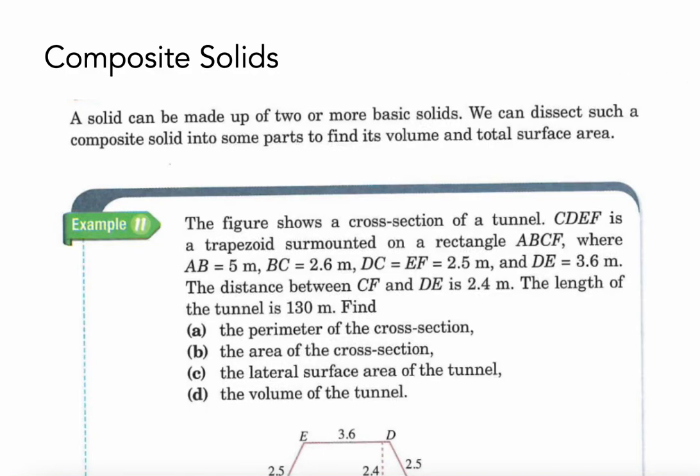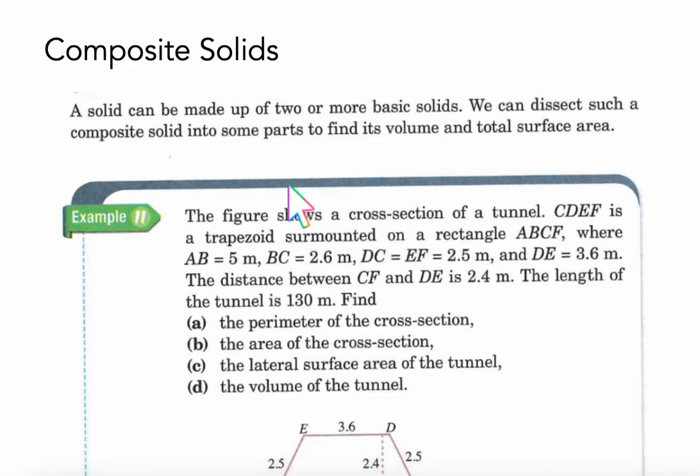Hey everyone, today we're going to explore composite solids. Composite solids are just solids that are made up of two or more basic solids, so they're more complicated shapes. And when we see complicated shapes, we can just cut them up or dissect them into easier shapes so that we can calculate the volume and total surface area, if that's what we need to do.